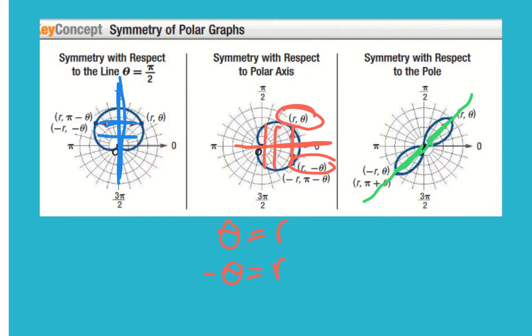I could also plug in pi minus theta, and pi minus theta will give me a negative r. So that's what these are talking about. So if I look back over here at this one, and in a second it's going to make a little bit more sense why. We're going to talk about something else. So r theta, if I plug in a pi minus theta, it will give me an r, not a negative r, but an r, if it's symmetrical with respect to the line theta equals pi over 2. And then if I plug in a negative theta, it would give me a negative r.